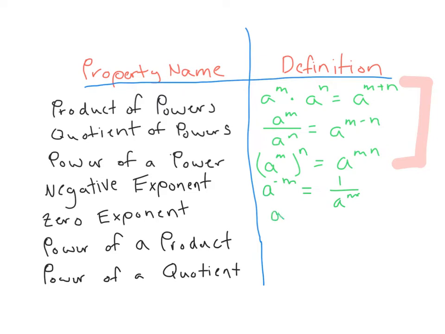Now the zero exponent, this one is super easy but totally trips up everybody known to man. If you have a to the 0 power, it does not matter what a is. It's going to be 1, okay? Anything to the 0 power is 1. Very fun fact.